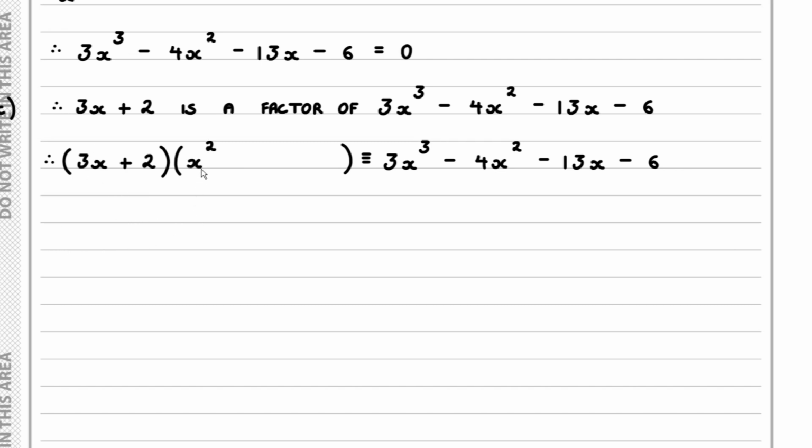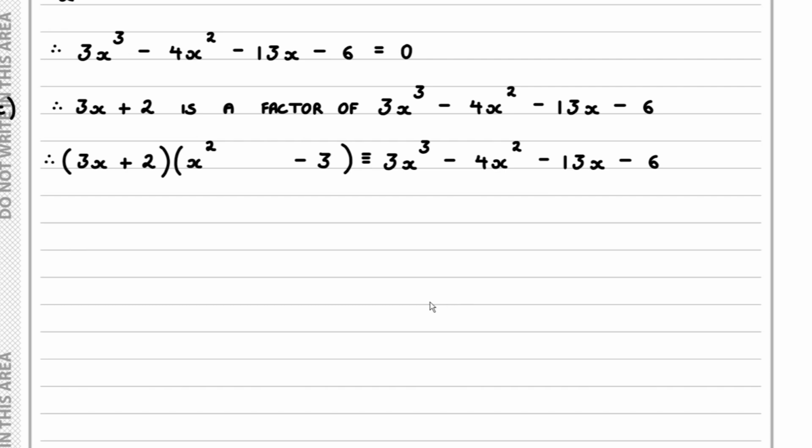3x multiplied by x squared gives us 3x cubed, 2 multiplied by negative 3 gives us negative 6, and to find the x term, well, we want to end up with negative 4x squared. We have so far 2x squared, and 2x squared subtract 6x squared would give us the negative 4x squared.